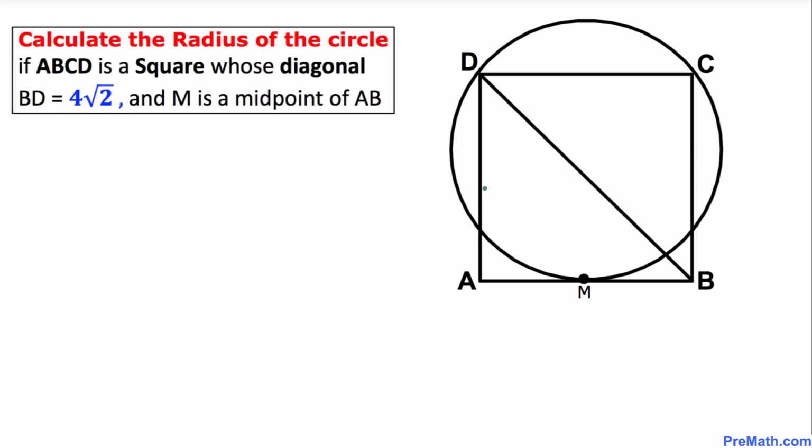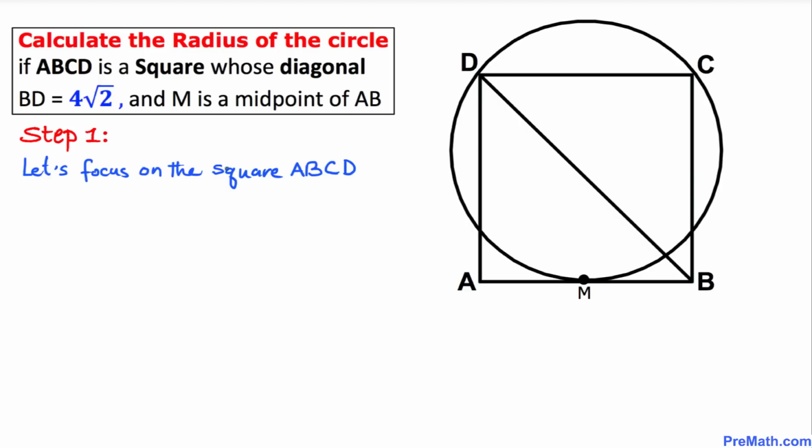Welcome to Premath. In this video tutorial, we are going to calculate the radius of the circle as you can see in this figure. And moreover, ABCD is a square whose diagonal BD is 4 times square root of 2. And one more thing, this point M is a midpoint of this side AB. Let's go ahead and get started with our solution.